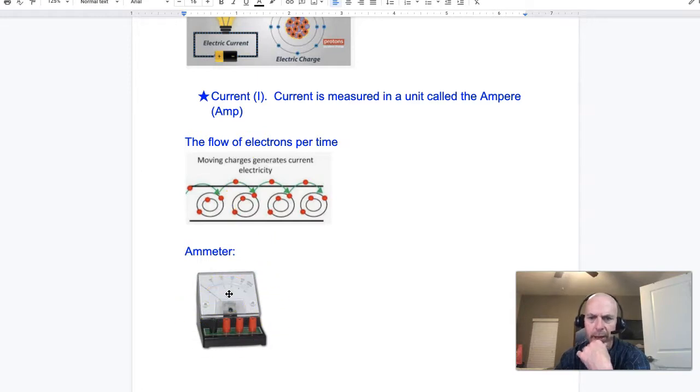I'm sorry to say, if we weren't doing this online, I could definitely show you an ammeter, and we could actually hook up and practice hooking up real circuits. That's okay.